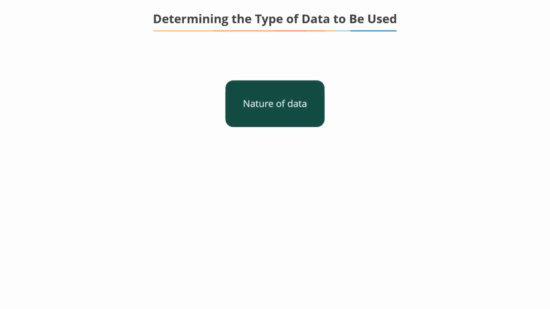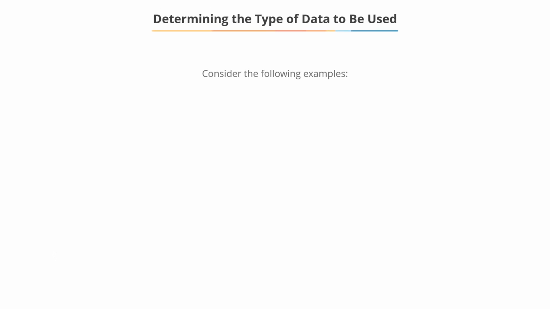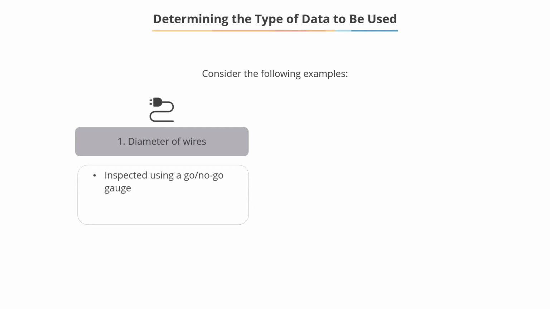The nature of the characteristics studied sometimes determines whether qualitative or quantitative data is to be used. Sometimes, quantitative data may be classified into two or more categories that are specified qualitatively. Let us consider these two examples. Diameter of wires. Wires may be inspected using a go or no-go gauge and categorized as within or outside specification limits. Here, direct measurements are avoided.